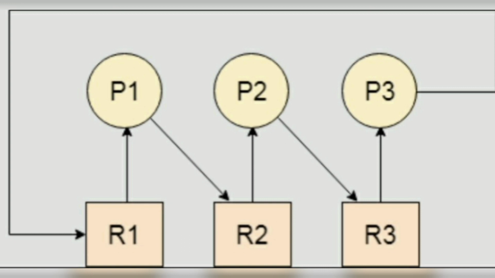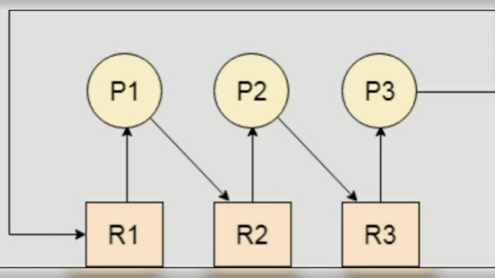Let us assume that there are three processes: process P1, process P2, process P3. There are three different resources: resource R1, resource R2, and resource R3. R1 is assigned to P1, R2 is assigned to P2, and R3 is assigned to P3. After some time, P1 demands for R2, which is being used by process P2. Process P1 halts its execution since it cannot complete without resource R2.